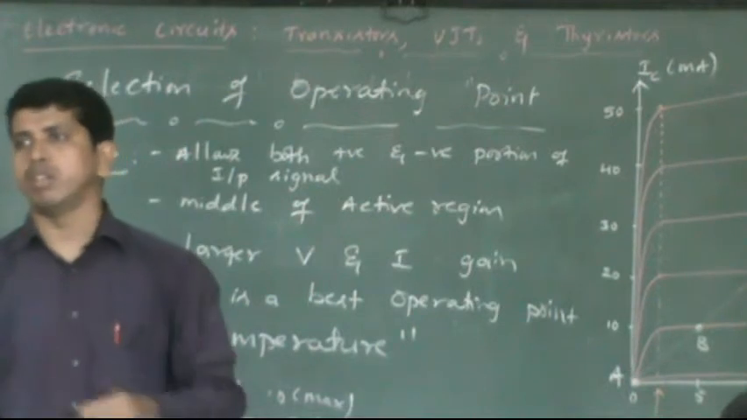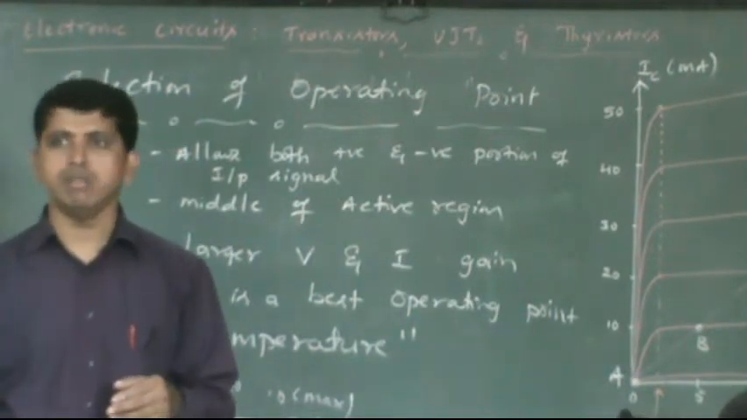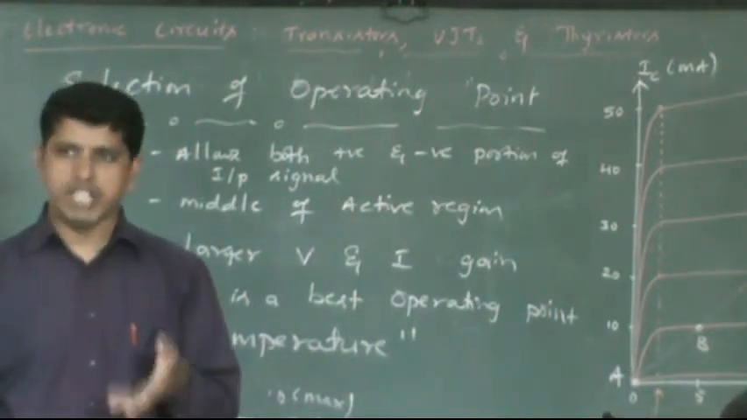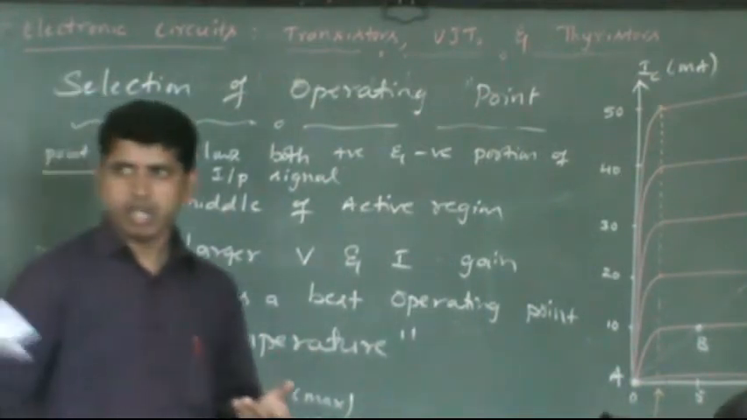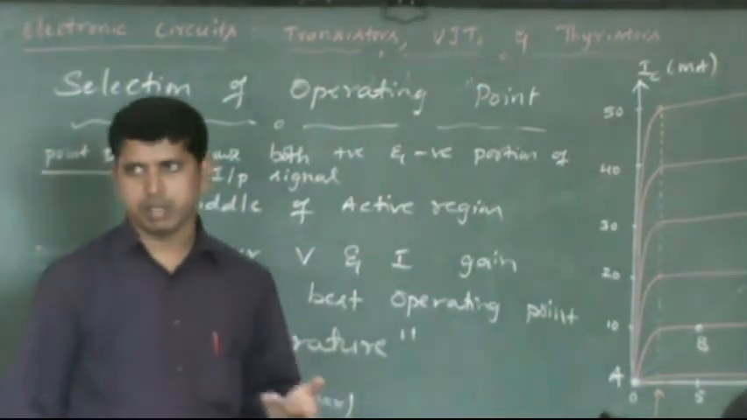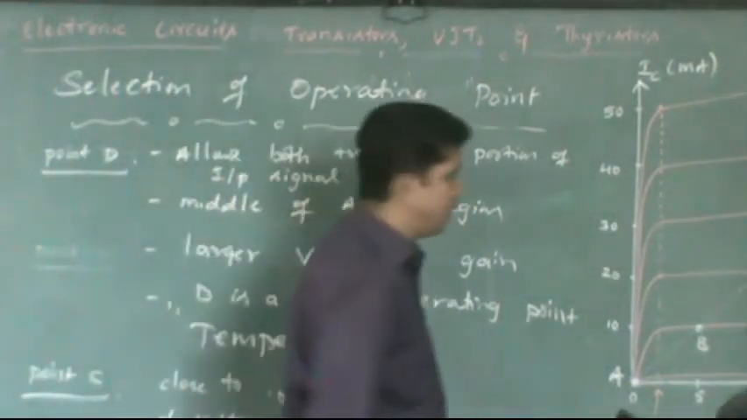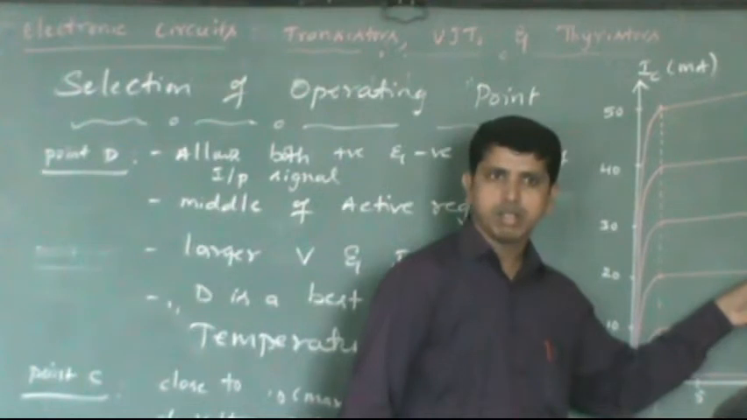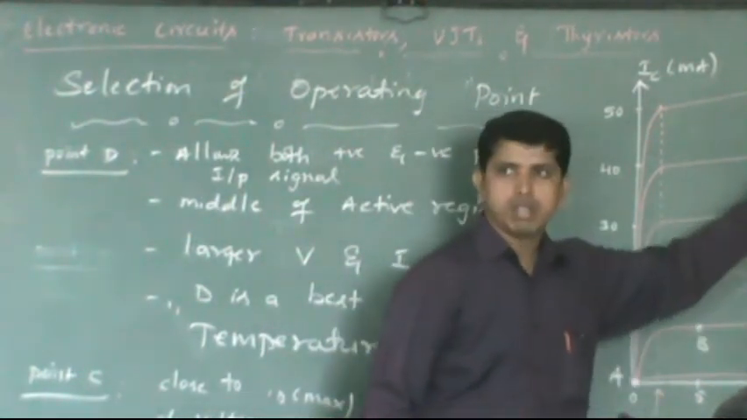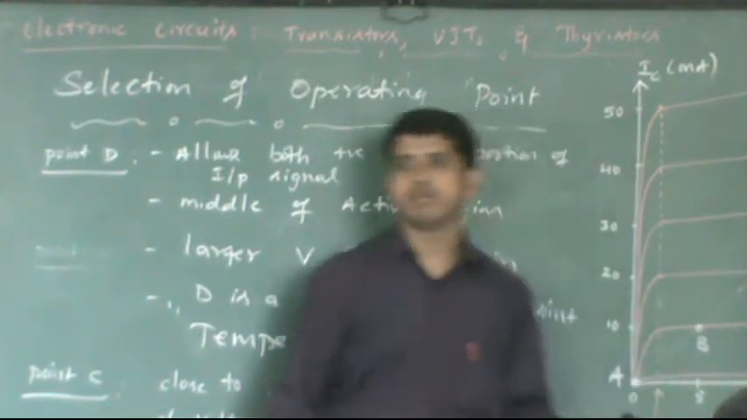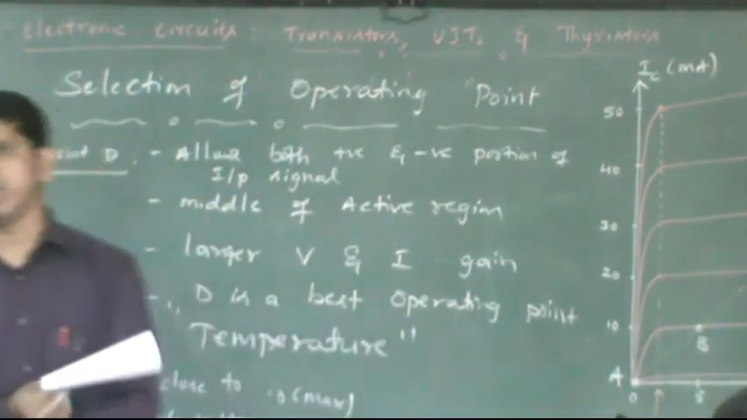But what is that ICO? Leakage current. That depends on temperature. If temperature changes, ICO changes. If ICO changes, IC changes. If IC changes, this will not be constant. If IC increases, this will go upward. If IC decreases, this will come downward. So obviously, your operating point is not stable.